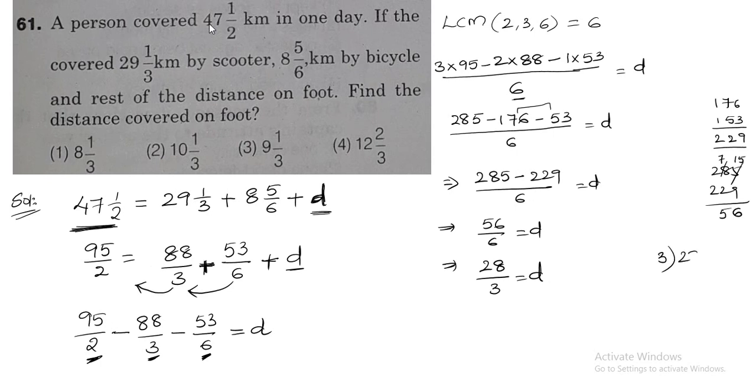So 3 dividing 28, so this goes 9 times, so 3 9s are 27, 1 is the remainder, so I can write it as 9 1 by 3. So D is equal to 9 1 by 3 kilometers. Hence the answer is 9 1 by 3 kilometers, which is nothing but the distance covered by foot.